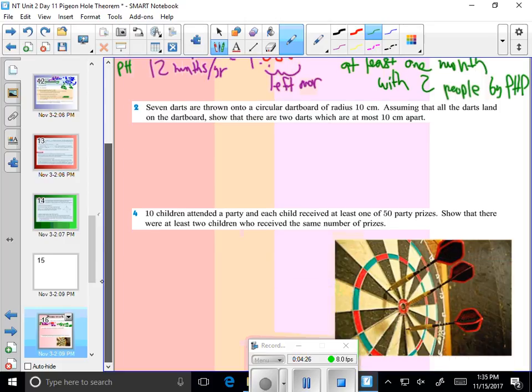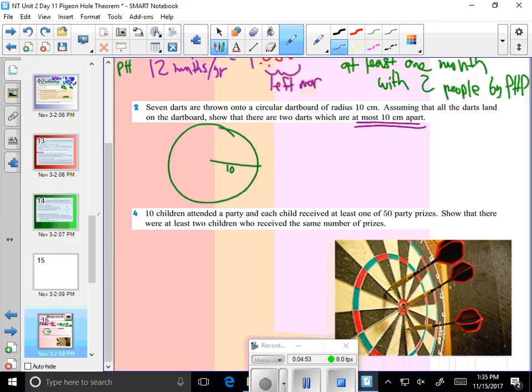Let's try this number 2. 7 darts are thrown into a circular dart board of radius 10. Okay? Assuming that all the darts land on the dartboard, show that there are 2 darts which are at most 10 centimeters apart. So the idea here is that you want to take these 7 darts and evenly distribute them as best you can, and their distance will be 10 centimeters apart. So where did you put the 6 of them? On the edge, right? 1, 2, 3, 4, 5, 6.